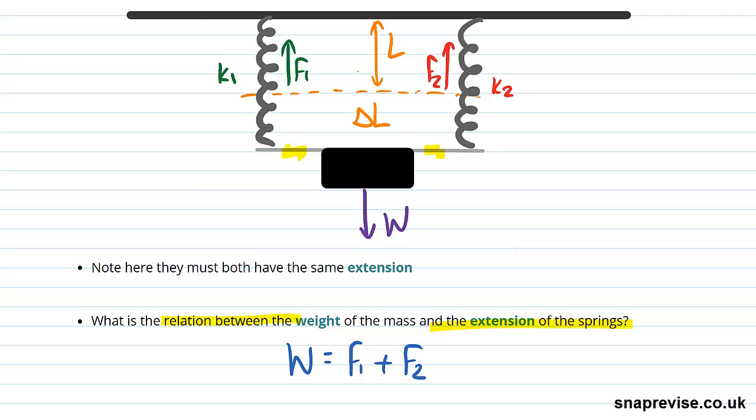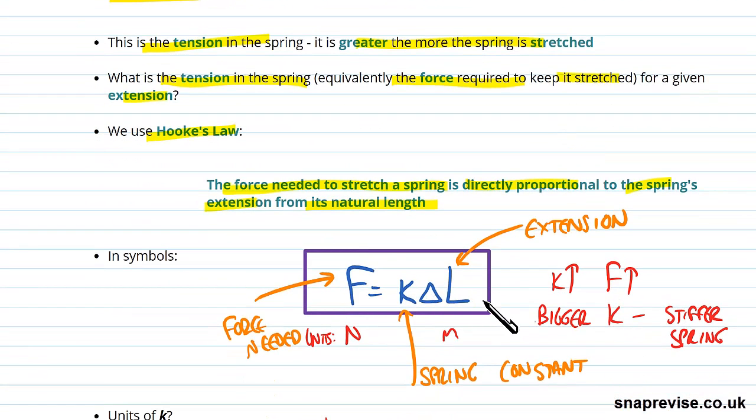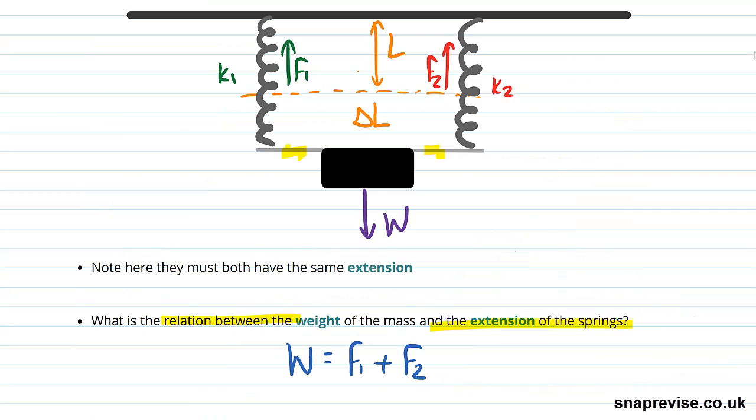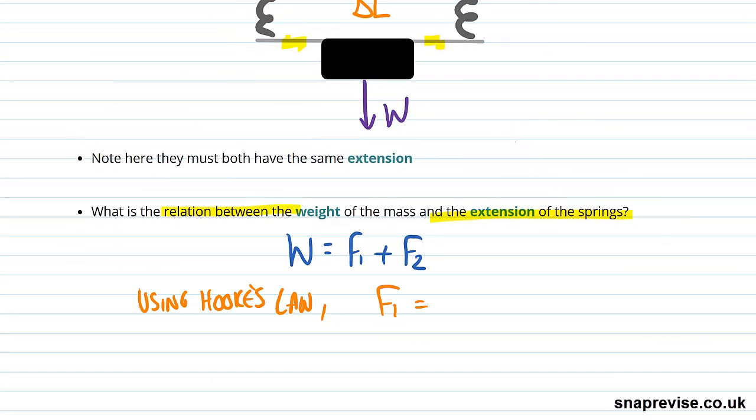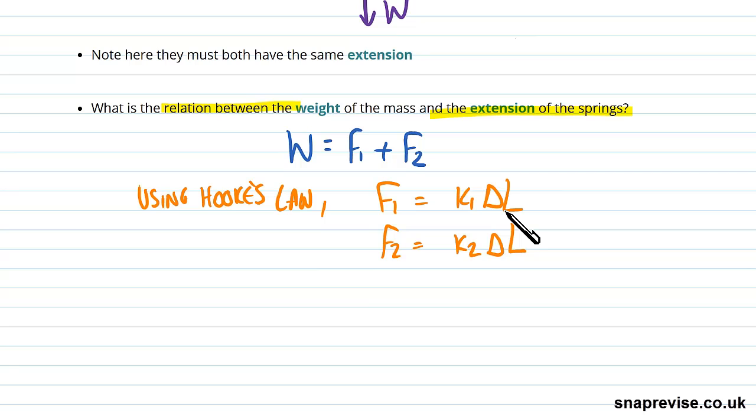And here's why we can use Hooke's law, because we know what F1 is and we know what F2 is by using the formula we had here, that F is K delta L. So we know that using Hooke's law, F1 is just K1 delta L, and F2 is just K2 delta L, because delta L, remember, is the same for both of them because they both extended the same amount. So we can put that into that equation.